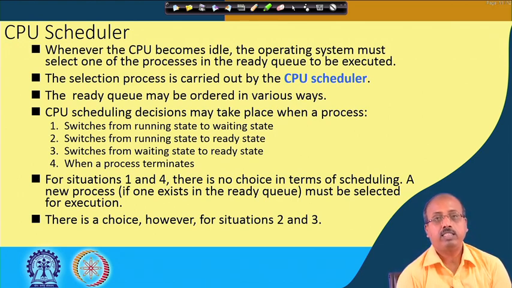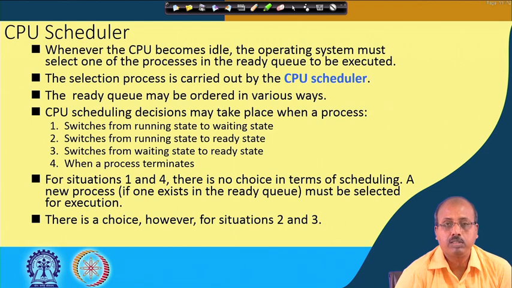So, naturally the CPU scheduling algorithm should select one job from the ready queue and put it onto the CPU. It should give control of the CPU to the job, so that that job is executed. So, it is the operating system's responsibility to select among the ready processes and give the CPU to one of them. This selection is carried out by the CPU scheduler.